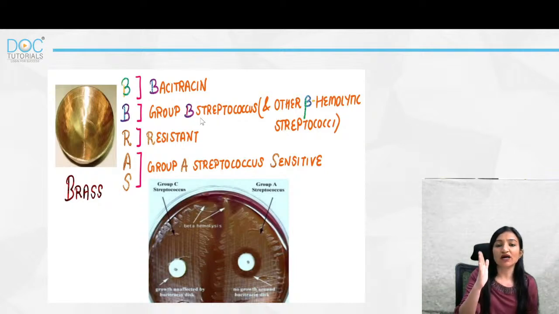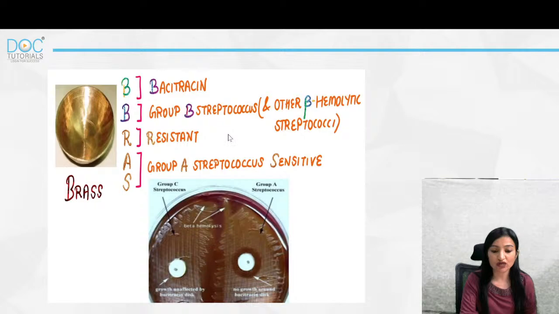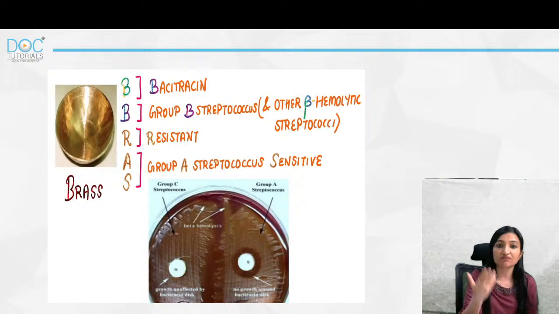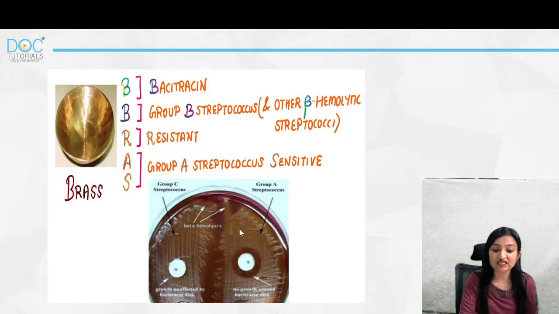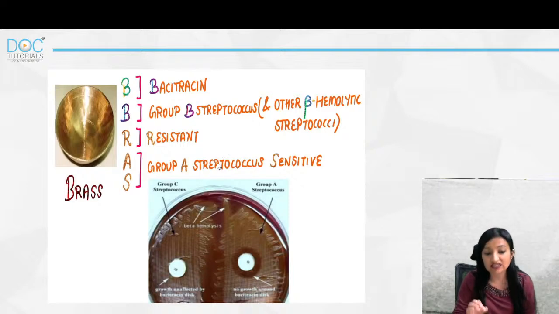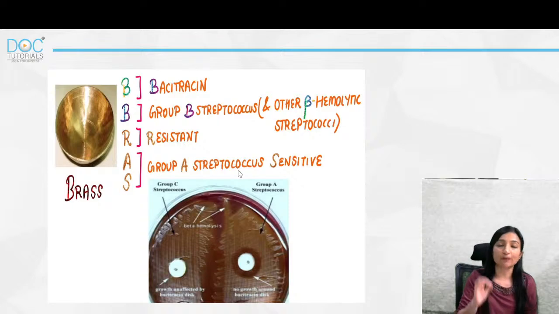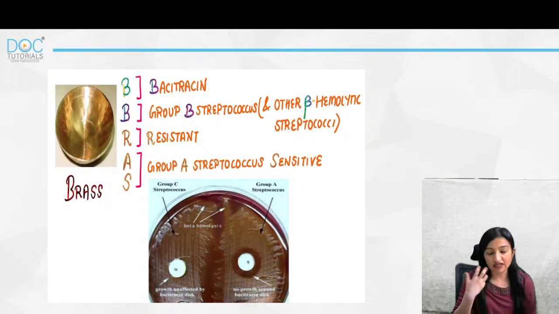Group B streptococci or GBS, also known as Streptococcus agalactiae, and all the other beta hemolytic streptococci are resistant to bacitracin, whereas the A1 or the number one pathogen in genus Streptococcus, that is Streptococcus pyogenes, is sensitive to bacitracin. So group A streptococcus, which is also beta hemolytic, can be differentiated from other beta hemolytic streptococci by this simple differentiating disc test, where Streptococcus pyogenes is going to be sensitive to bacitracin.